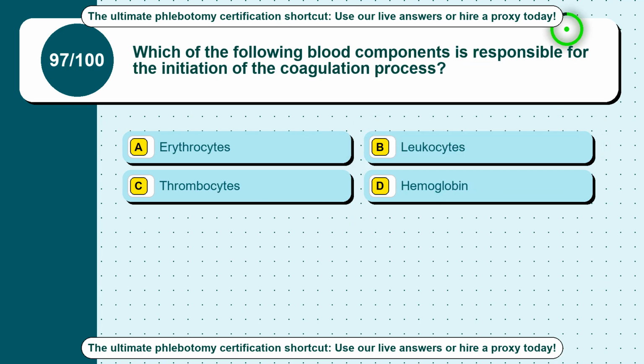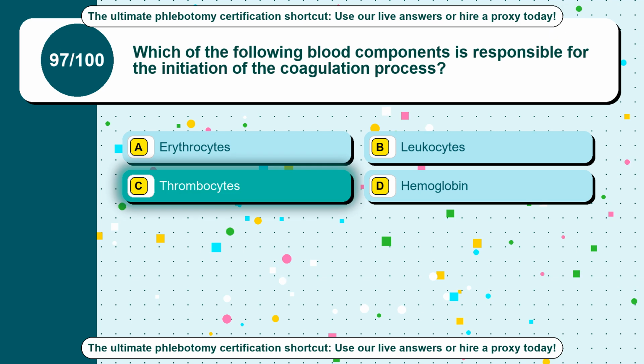Question 97. Which of the following blood components is responsible for the initiation of the coagulation process? Option A, erythrocytes. Option B, leukocytes. Option C, thrombocytes. Option D, hemoglobin. The correct answer is option C, thrombocytes.